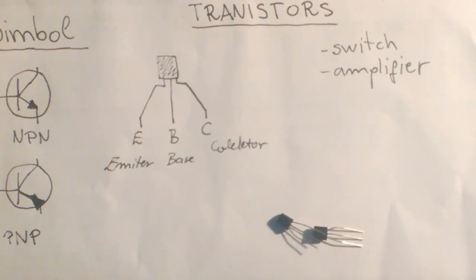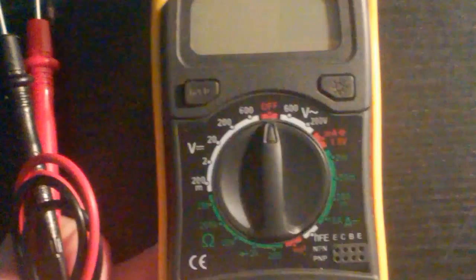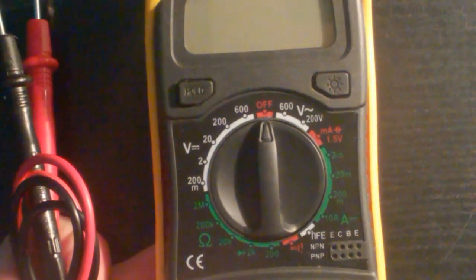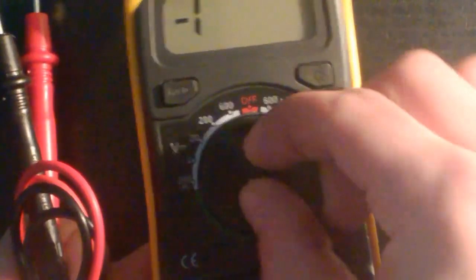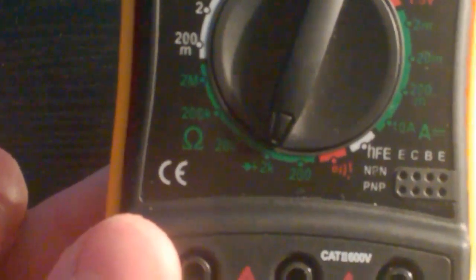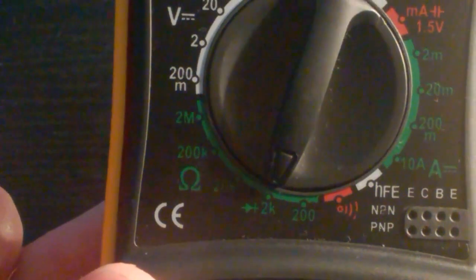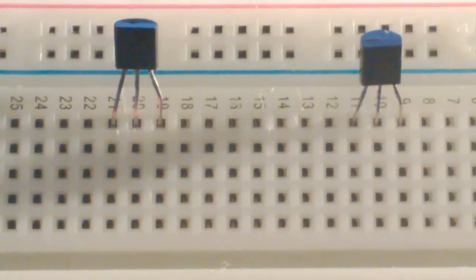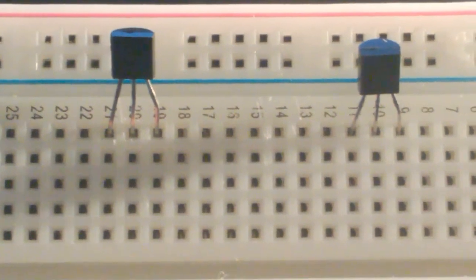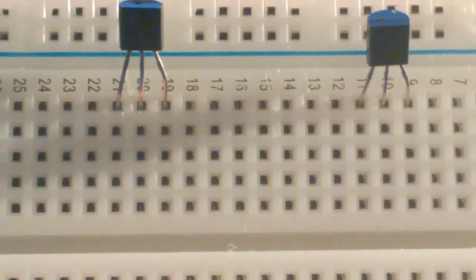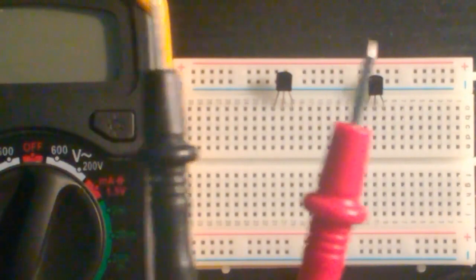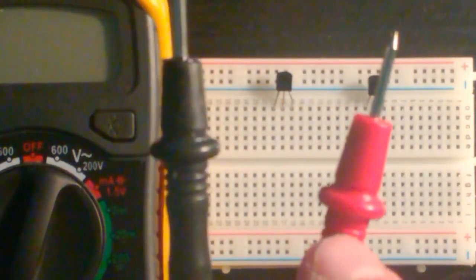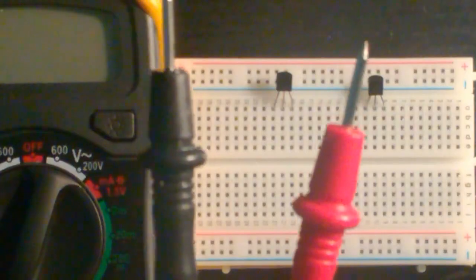So as I told, we have the NPN and PNP. I have here these two types of transistors. So let's find out what is NPN and what is PNP. For this we will use a multimeter and we will set the range on this diode symbol. I'm also going to use a breadboard because it is much easier to do it with it. You need to know that the red cable is plus and the black one is minus.